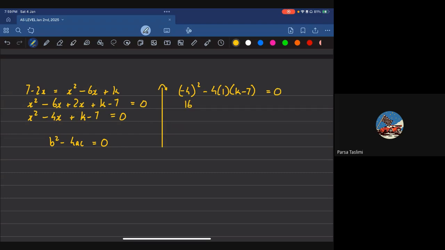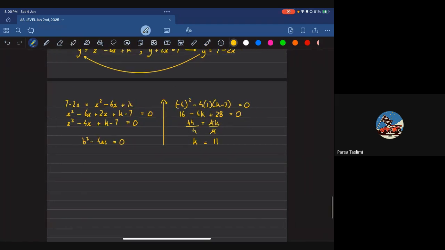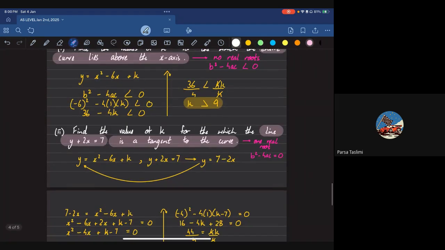All right, so this is going to be 16 minus 4k plus 28 is equal to 0. And you take k to the other side. So it's going to be 44 equals 4k. k equals 11. Well done. So k is finally equal to 11.